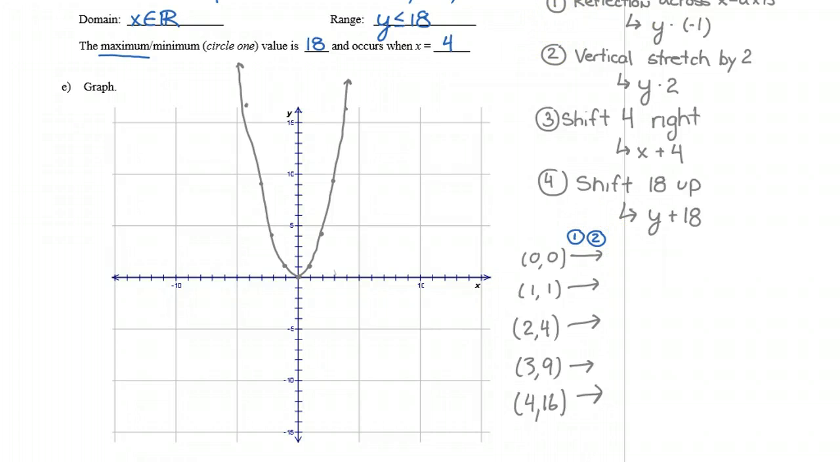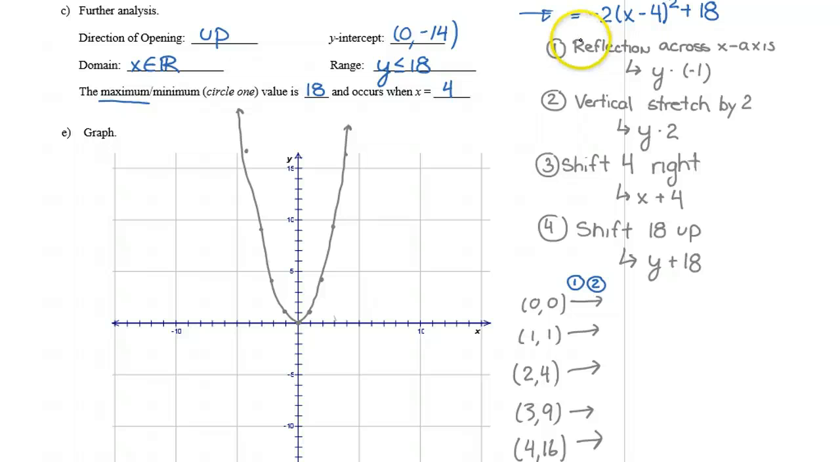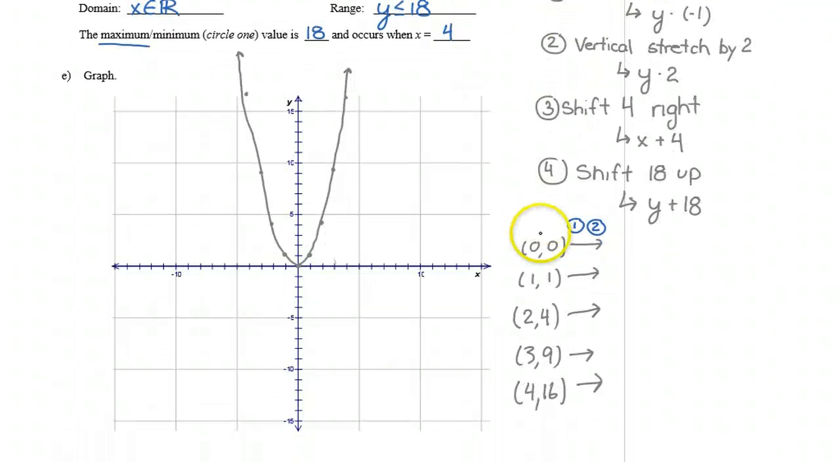Transformation 1 is the reflection across the x-axis, and transformation 2 is the vertical stretch by 2. So we'll take all the y values and multiply them by -2. Notice how they're listed as 2 separate transformations, but really we're just taking the y value and multiplying it by -2.